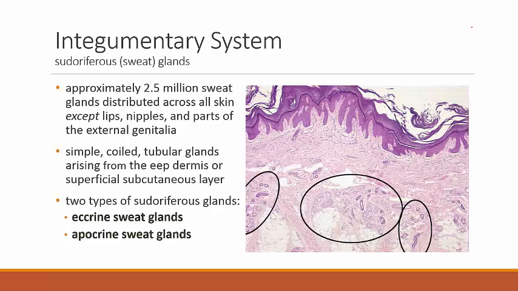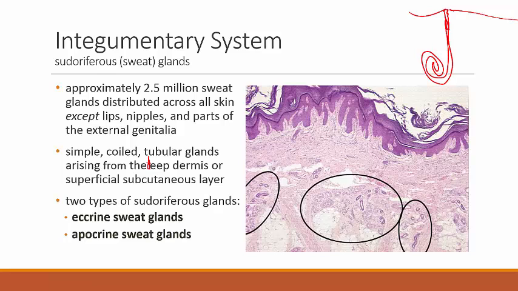They are a simple gland. That means that there is only one tube and a single secretory region, but they coil up. So, in cross section, it might look like this, coming up to the skin surface. And these arrive from deep in the dermis, or sometimes even down in the superficial subcutaneous layer. Some of these sweat glands may have their origins way down in there.